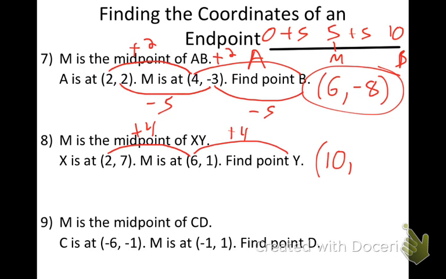So now I'm going to do 7 to 1. How do I get from 7 to 1? So what am I going to do again? What's 1 minus 6? Hey, guess what? There's the other endpoint, 10, negative 5.